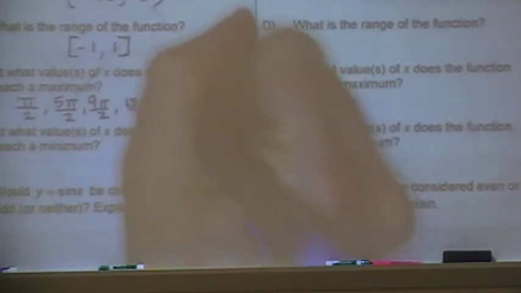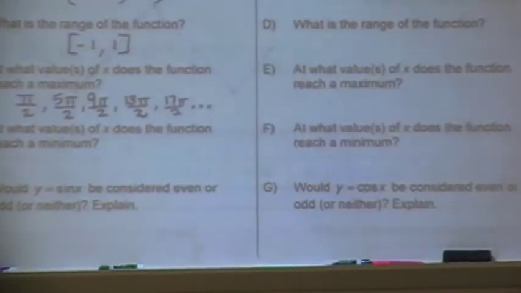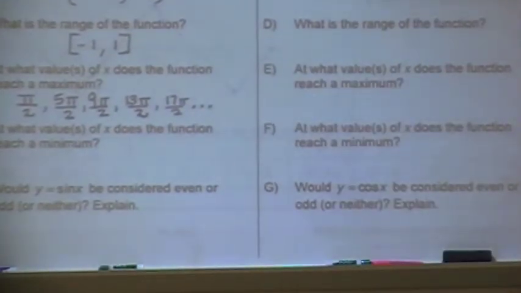17 pi over 2. What am I adding each time? 4 pi over 2, which is what? 2 pi. Where would that come from? A full trip around the unit circle. So this is periodic. Its behavior repeats every time it goes around the unit circle again.